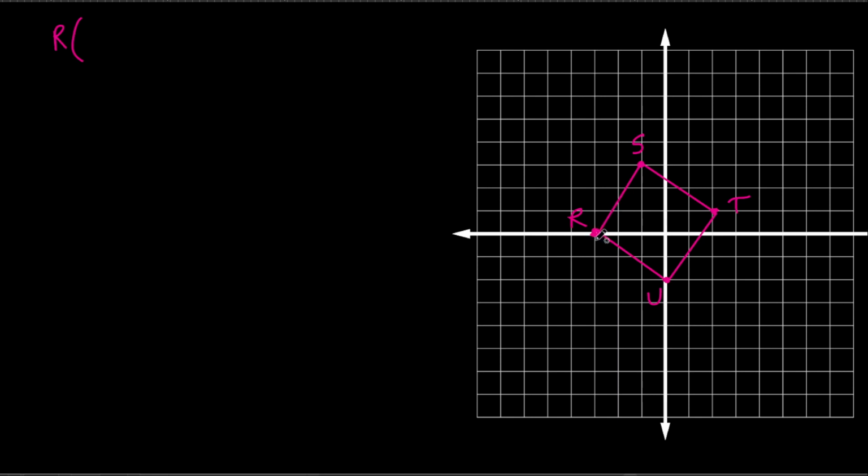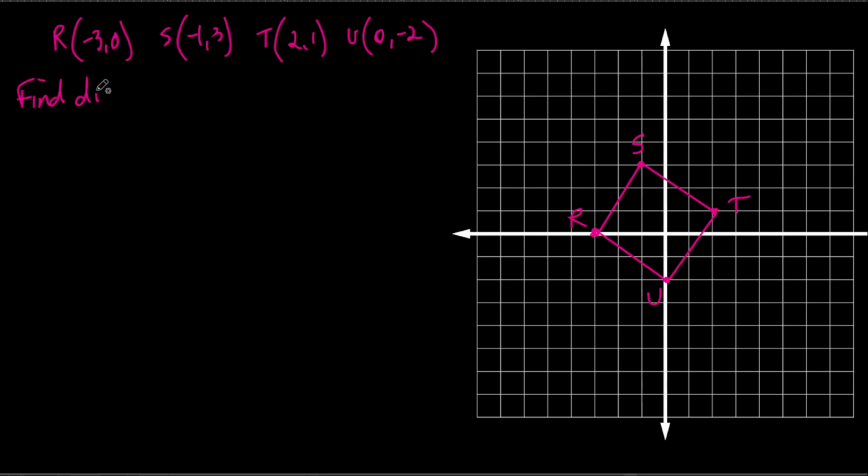But let's write the points down. What was R? 1, 2, 3. It was -3, 0. And then S was what? -1, 1, 2, 3. And then T is what? 2, 1. And then U is 0, -2. Did I get all these right? I think I did. So that's a little helpful just to have them all listed right here. It just makes it a little easier. So where do you want to start? Let's start at RS. Let's find the distance. So we are finding the distance.